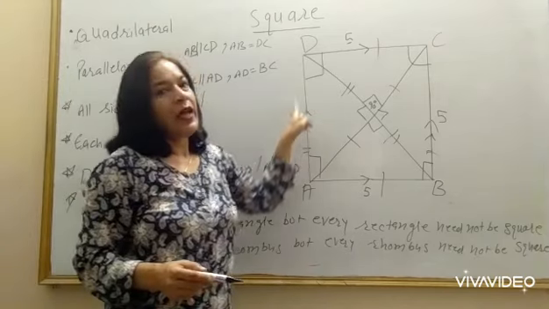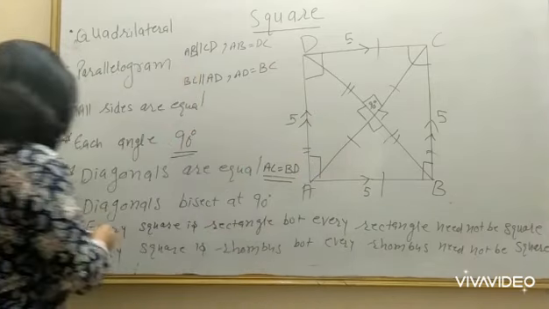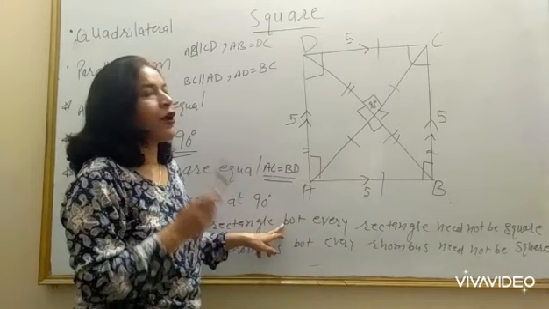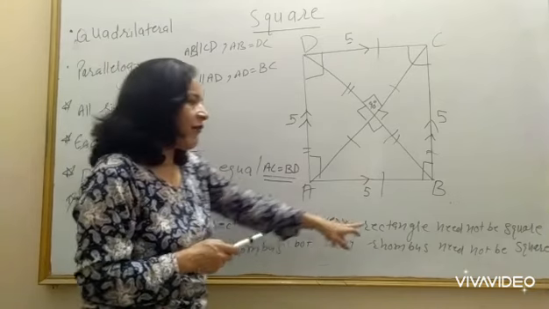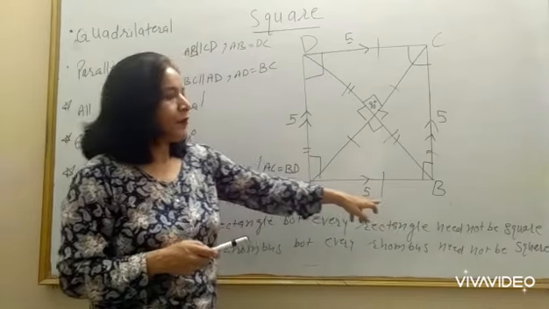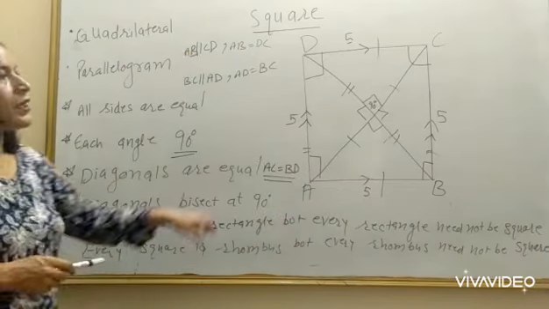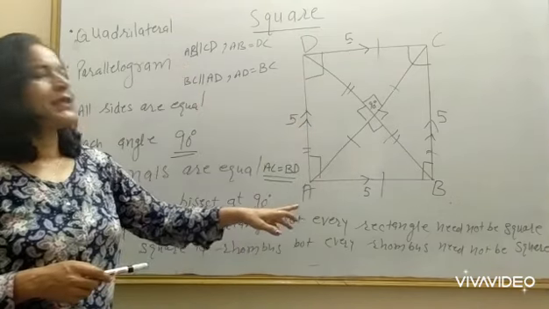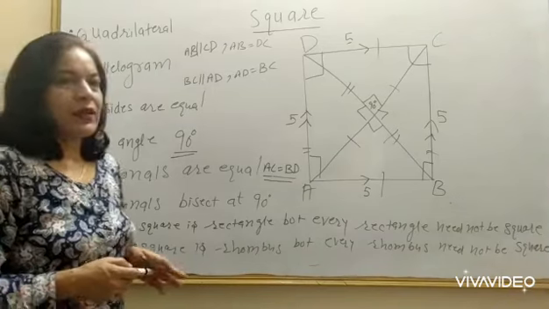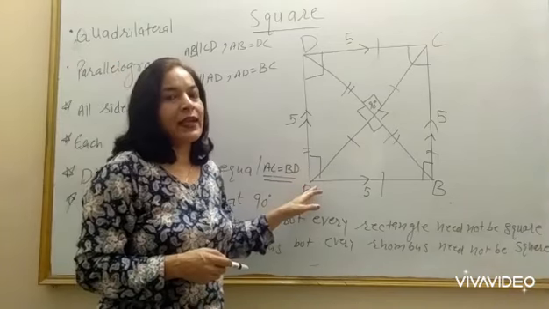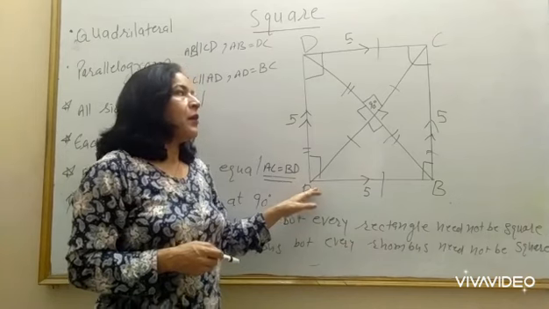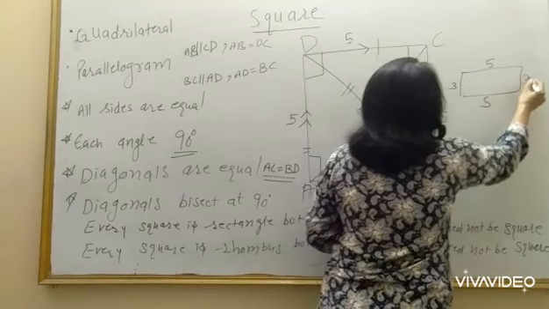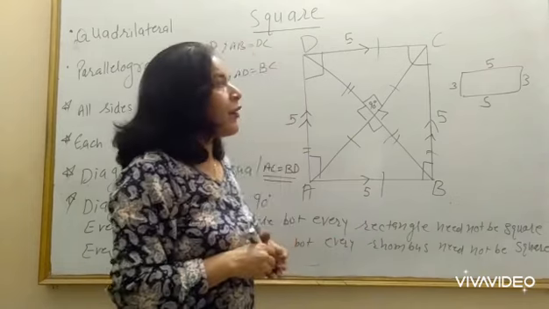So every square is a rectangle because it is satisfying all the properties of a rectangle, but every rectangle need not be a square. Clear? And every square is a rhombus, satisfying all the properties of a rhombus, but every rhombus need not be a square. Clear? Because every square is a rectangle, but a rectangle like this is a rectangle but not satisfying the property of a square. All sides are not equal.